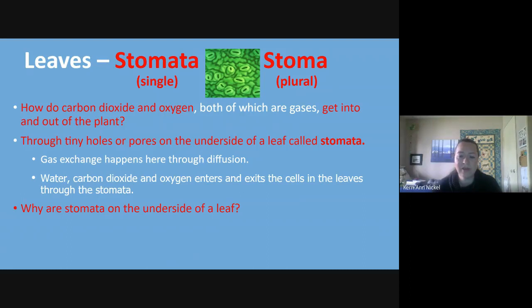Now, why are stomata on the underside of the leaf? Why not on the top part? And there's two main reasons for that. The first one is that we want to prevent excess water loss.